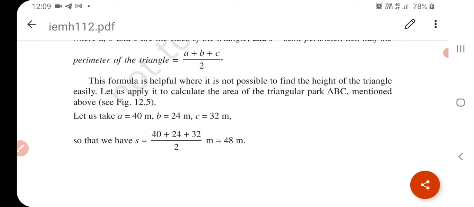Okay, let us apply it to calculate the area of the triangular park ABC mentioned above, where a is 40 meter, b is 24 meter and c is equal to 32 meter. Then what do we find first? We find the semi-perimeter. How to find the semi-perimeter? Sum of all the sides upon 2. So our semi-perimeter is 48 meter. When we add 40 plus 24 plus 32 and divide it by 2, our answer is 48 meter. So this is our semi-perimeter.